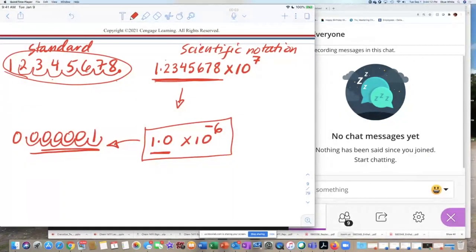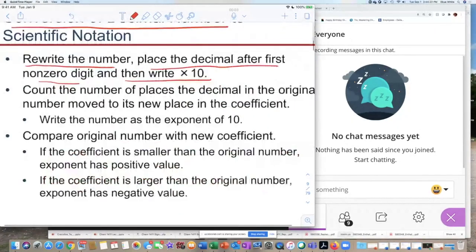Same thing with this. If your calculator is not set to scientific notation and you put this in your calculator, it will give you this number. So the rules essentially tell you what to do.